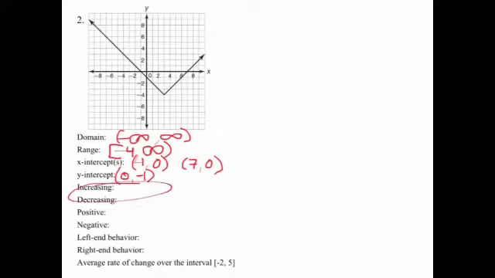It's asking for the interval where it's increasing, meaning as you go from left to right, where is it going up? Well, it starts going up right here at 3 and continues on to the right. And so from 3 to infinity is where it's increasing. And before you get there, it is decreasing everywhere, so from negative infinity until 3.